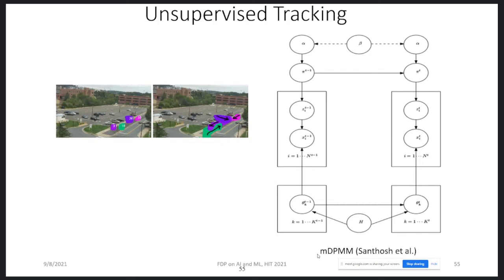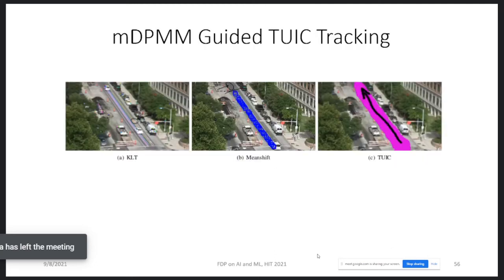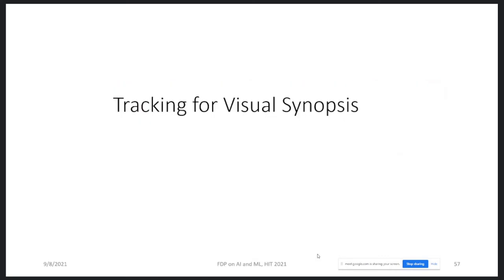This has been published in IEEE Transactions on Intelligent Transportation Systems. Those people who are interested can look into the base paper. It's a little bit of mathematical modeling, but an interesting one. When we compared the tracking with existing algorithms like KLT and mean shift, which are mainly unsupervised tracking, we found that the temporally unknown incremental clustering based MDPMM, TUIC based MDPMM, performs better than the other unsupervised tracking algorithms.